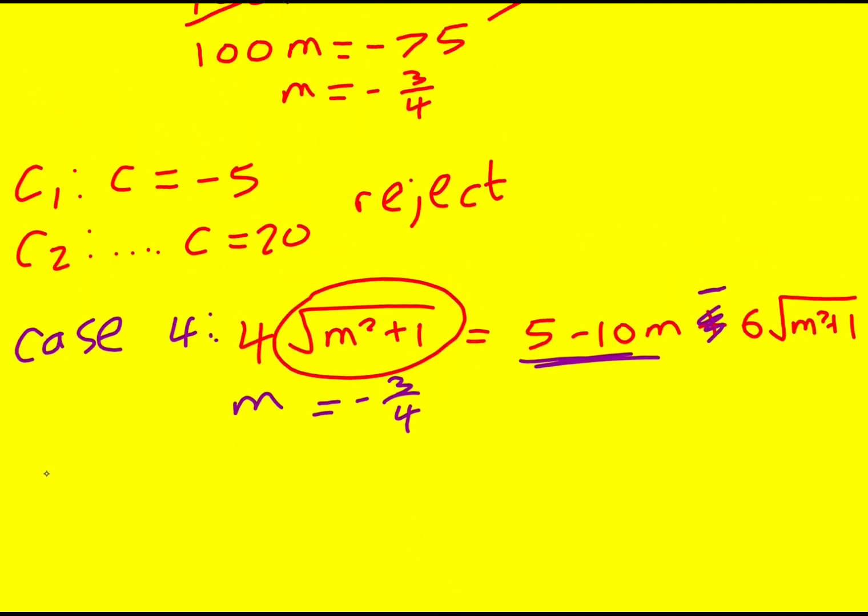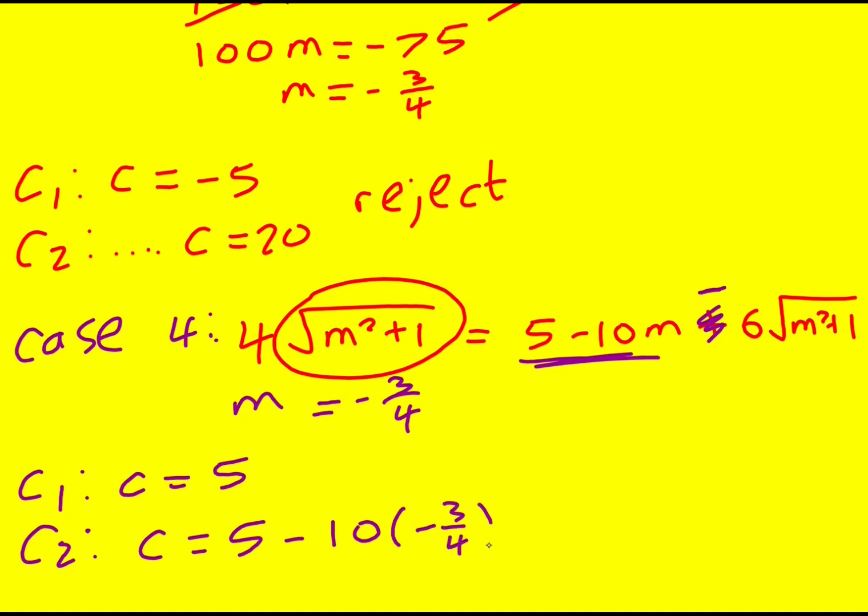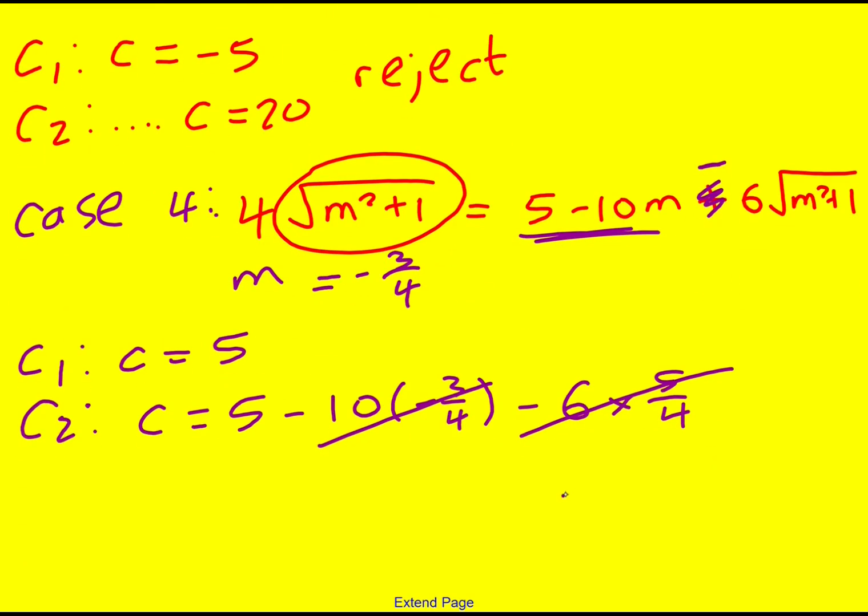Okay, this time for C1, I'm going to get C equal to 5 again because it's positive. Let's check C2. I get C equal to 5 minus 10 times minus 3/4. That's going to become positive. Minus 6 times what becomes 5/4. This is 30/4. This is minus 30/4. It all works out. And therefore, our fourth and final solution is y equals minus 3/4 x plus 5.